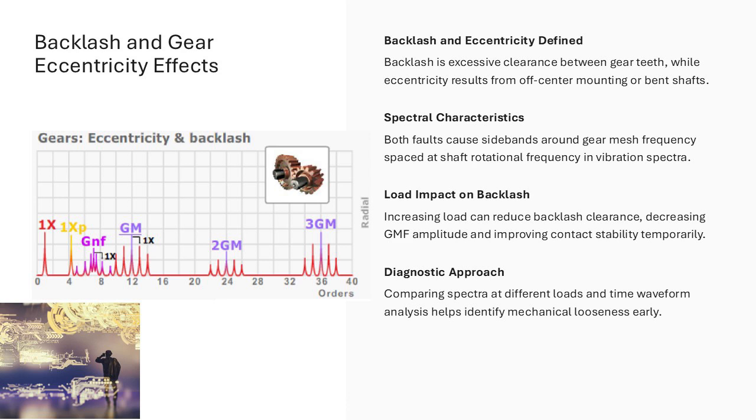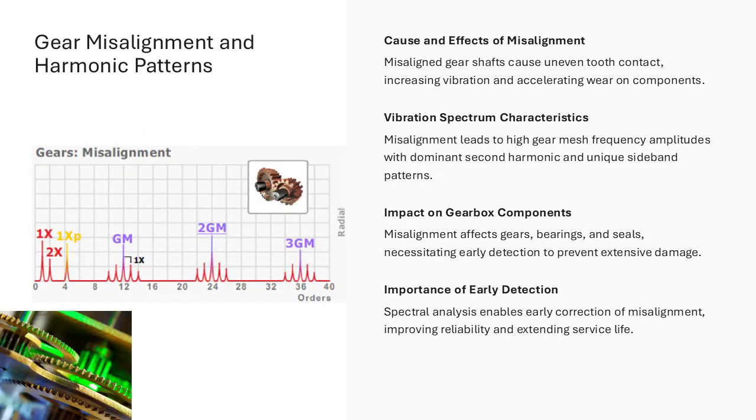Accurate diagnosis requires careful comparison of spectra at different load conditions and confirmation through time waveform analysis. Understanding these subtle spectral signatures enables engineers to identify mechanical looseness issues before they lead to accelerated wear or tooth damage. Gear misalignment occurs when gear shafts are not properly aligned, resulting in uneven tooth contact across the face width.